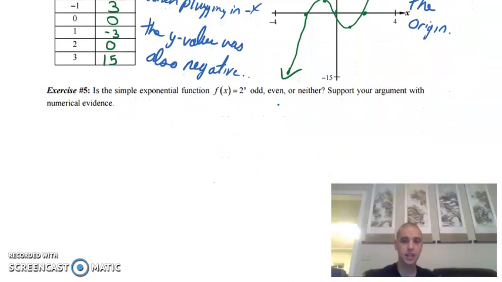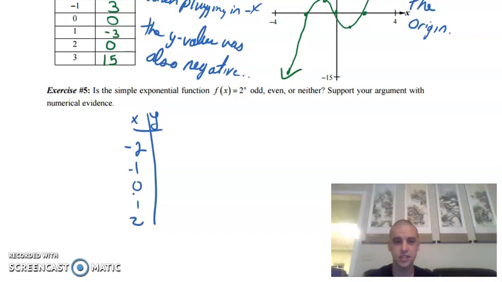So 2 to the x, I'm going to help you out here. I'm going to make a table for you. We're going to start at -2, -1, 0, 1, 2. This is all you should need to see. -2, you're going to get 1/4. -1, you're going to get 1/2. You can get 1 here, 2, and 4.